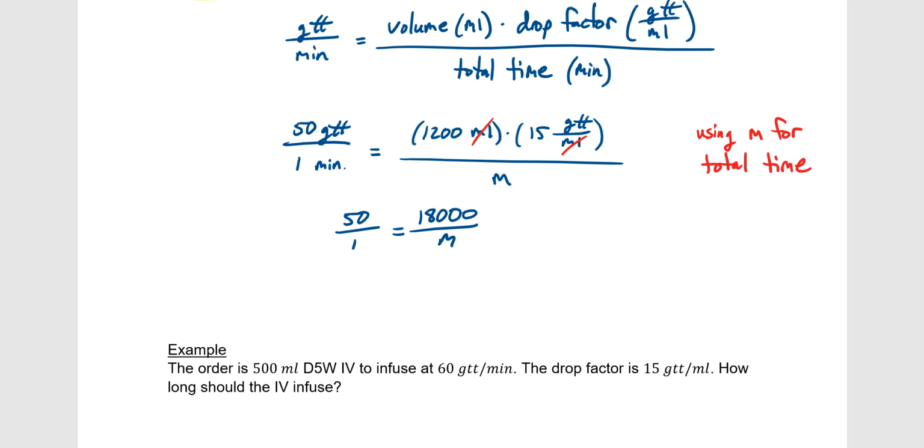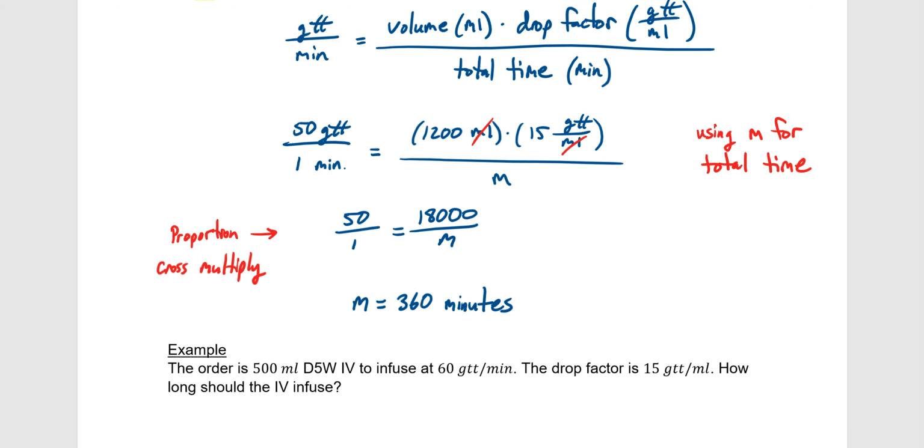So we get 50 over 1 equals 18,000 over M. And notice I just got rid of the units just because it's just a normal proportion now. And we're going to cross multiply here and solve for M. And we end up getting 50M equals 18,000. Divide both sides by 50. We get M equals 360 minutes.